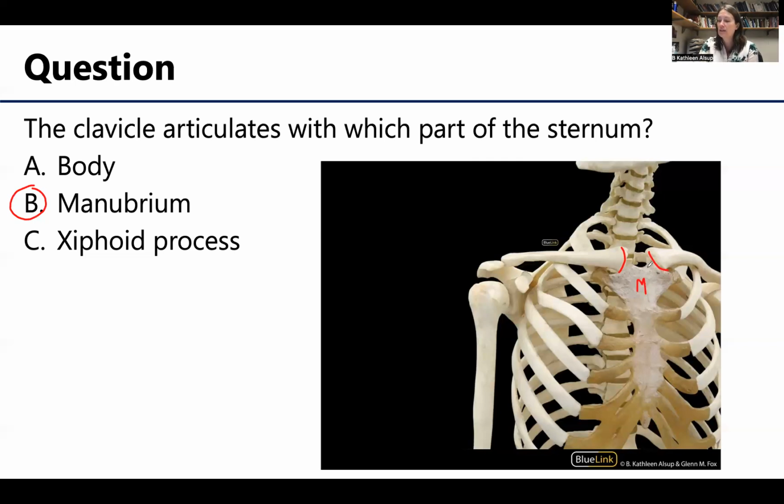And I really think that this is a cool joint. This is where you're having the articulation of bones of the upper limb with the axial skeleton. It's really the only place that occurs. So we'll talk a bit more about that when we get to the upper limb as well.